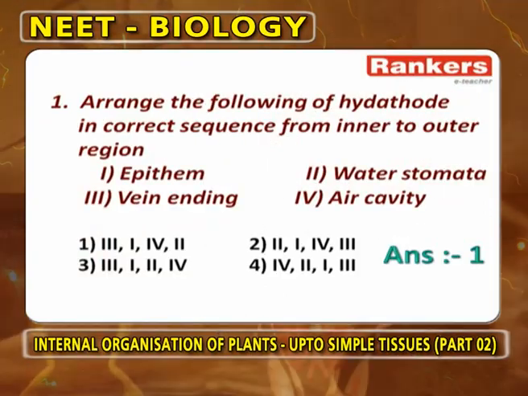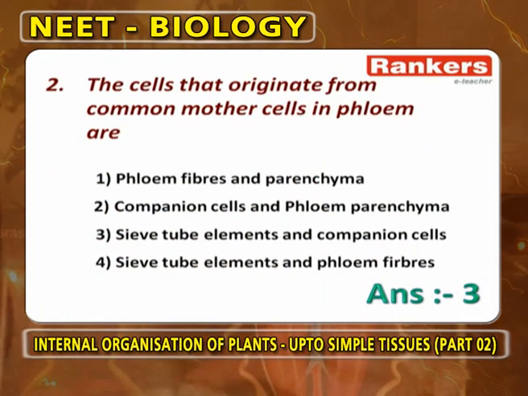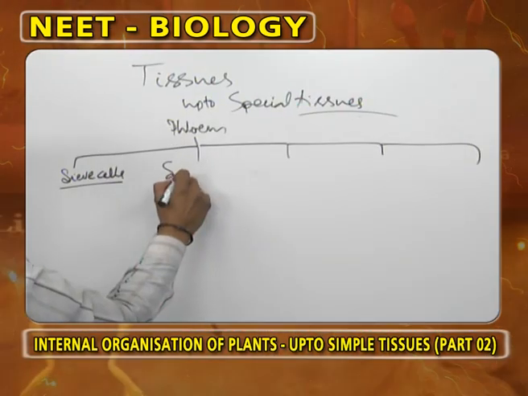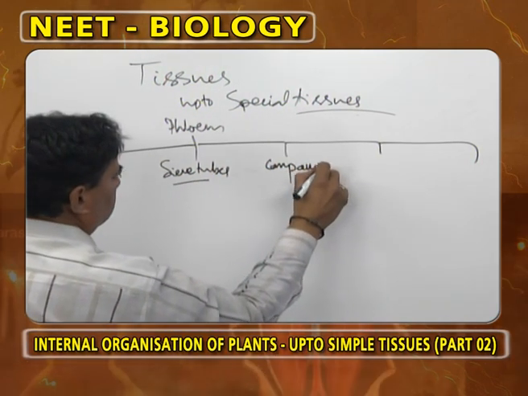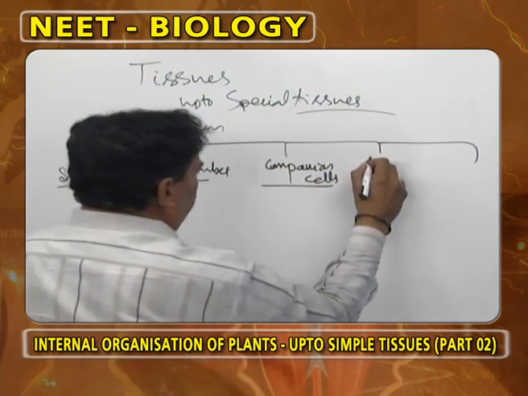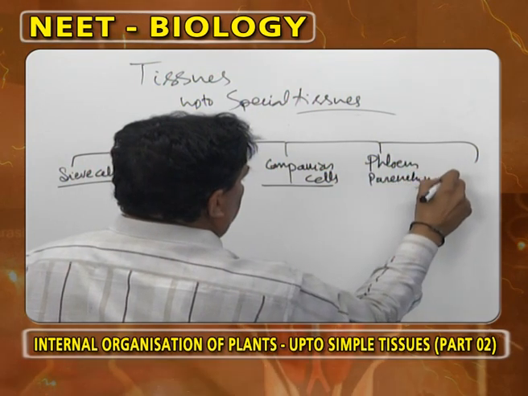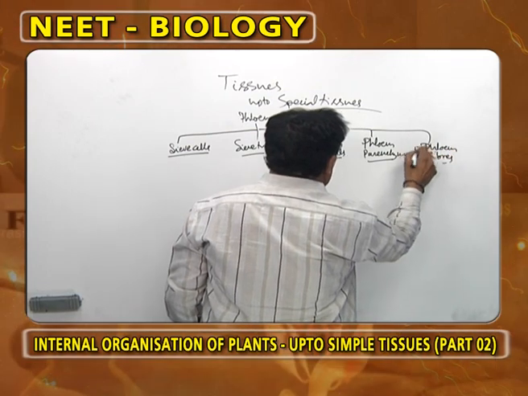Next. The cells that originate from common mother cells in phloem. Phloem normally contains cells like sieve cells, sieve tubes, companion cells, phloem parenchyma and phloem fibers. These are the special components present in any phloem.